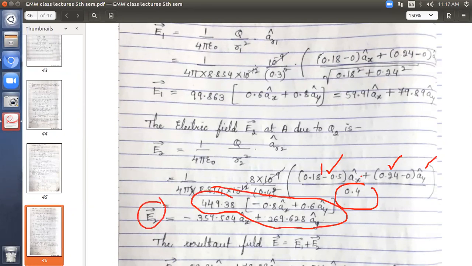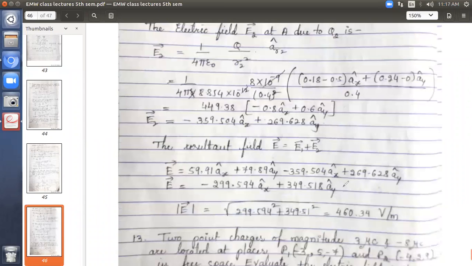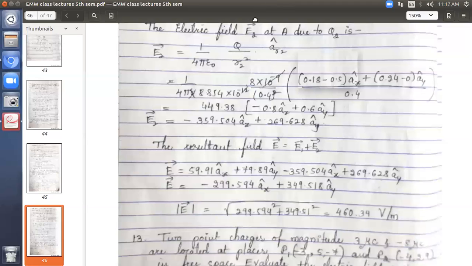Then what is the net field? The net, resultant field is the sum of the two fields E1 and E2. Finally, if you add both the fields, I have written both X and Y components, two fields I have added, and I'll get something. The magnitude is the square root of this factor square plus this factor square. I will get some magnitude E in volt per meter. So I hope you understood this problem. Any doubts you can ask me.